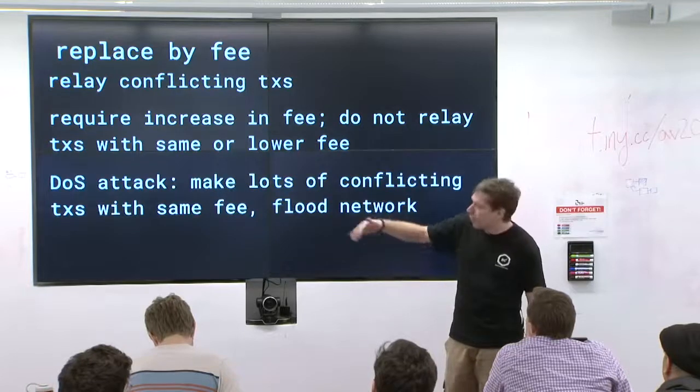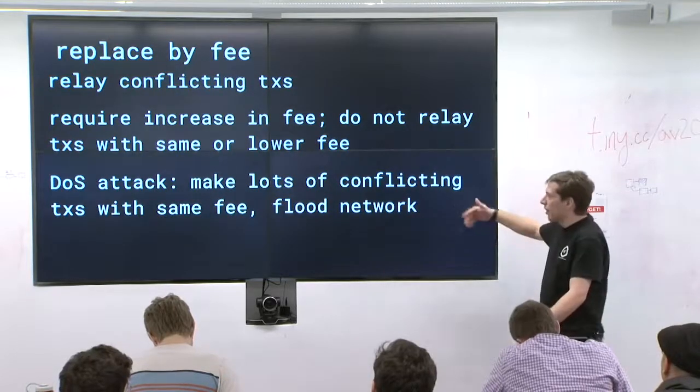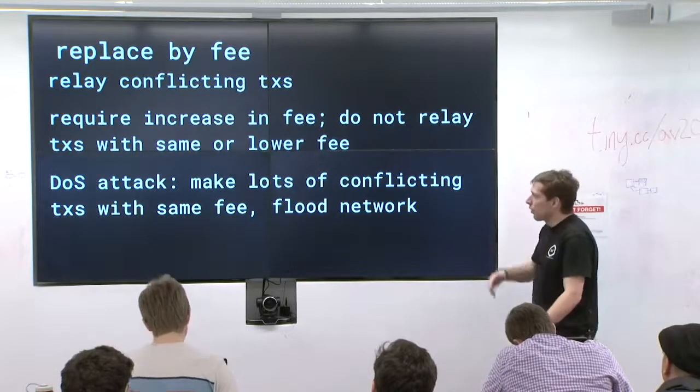Anyway, yeah, the DoS attack is make lots of transactions with the same fee and flood the network.